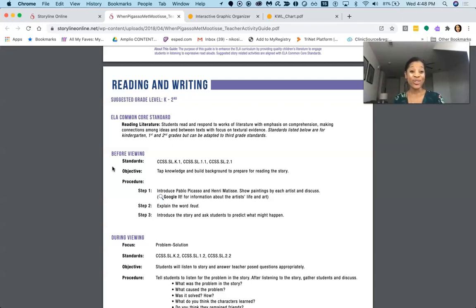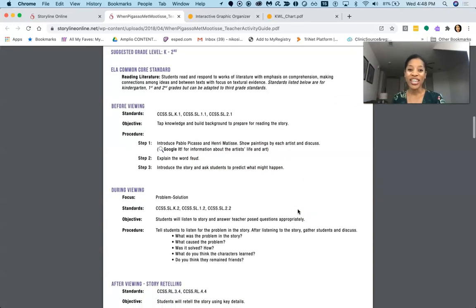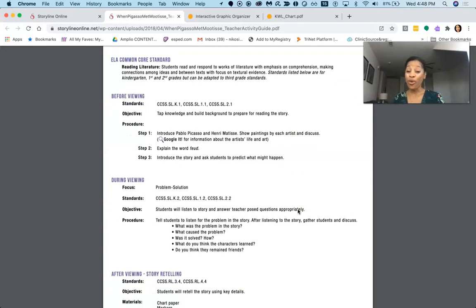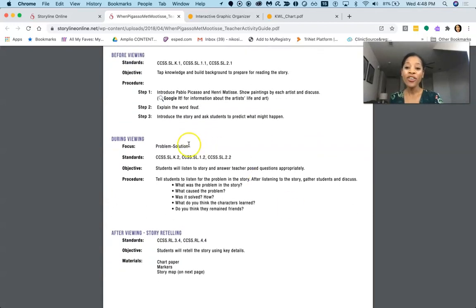So you can actually just Google this. Just do a straight up Google search and find out about the artists. And then you go through and you do some defining. So for instance, in step 2, it says explain the word feud. And then in step 3, you're going to introduce the story and ask the students or your client to make some predictions. Now, while you're viewing the movie, you're actually going to be looking for what the problem is and finding a solution for it.